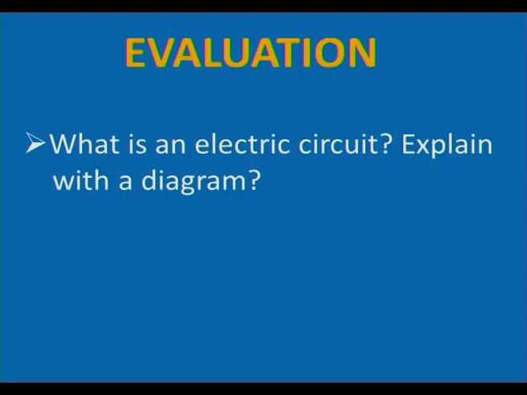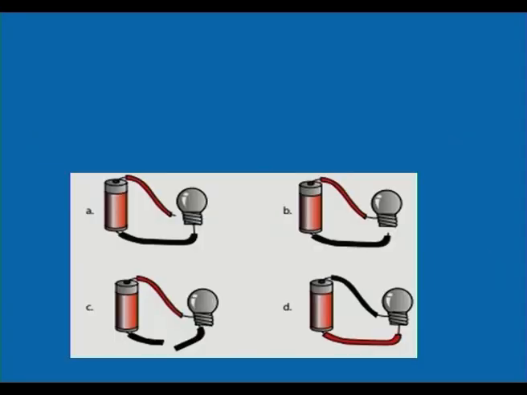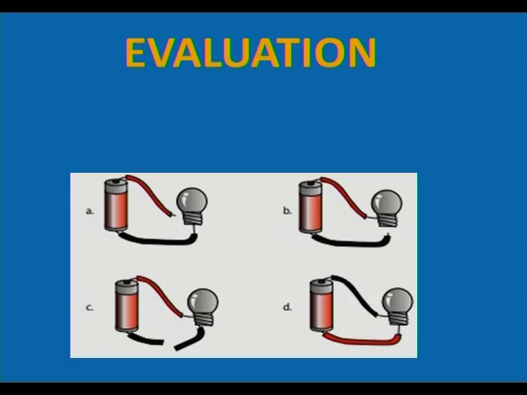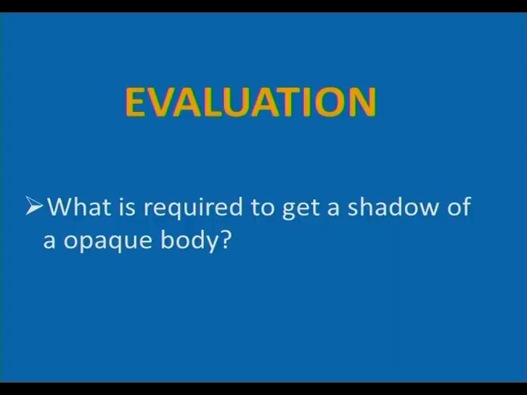Now, evaluation. In evaluation we will have some questions and you need to answer them. What is an electric circuit? Explain with a diagram. What are the parts of a torchlight? Now, children, observe this figure. In this figure, identify which circuit is completed and the electric bulb glows, out of A, B, C, D. In which of the following diagrams does the bulb glow? What is required to get a shadow of an opaque body?